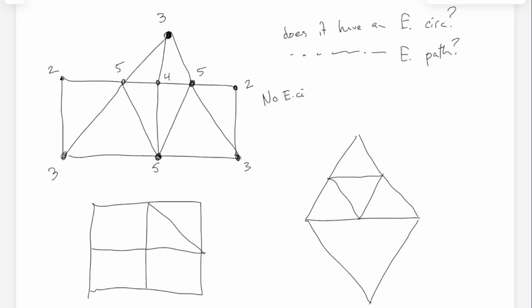So no Euler circuit. Does it have an Euler path? Also no. Euler path means they're all even except for two odds, and that is not the case here. I have more than two odds. So it has no Euler circuit and also has no Euler path. I hope that's what you said. If you count up some of the degrees wrong, you're going to get the wrong answer. So you will want to make sure that you are getting the degrees correct.